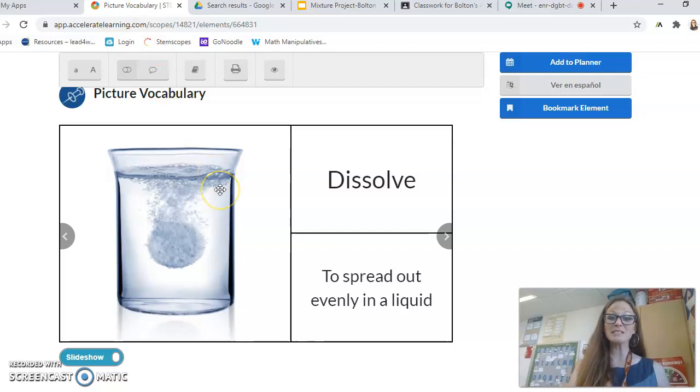So first we have the word dissolve. Dissolve means to spread out evenly in a liquid. When you guys saw the video with the salt and the sugar and the sand with water, the salt and the water and the sugar and the water both dissolved. They created what's called a solution, which we'll talk about in just a second. The sand, however, did not dissolve. It did not spread out evenly in that liquid.